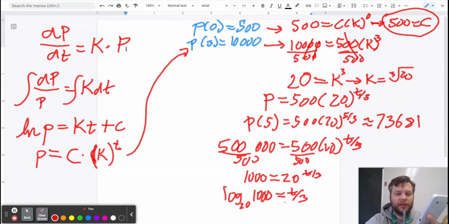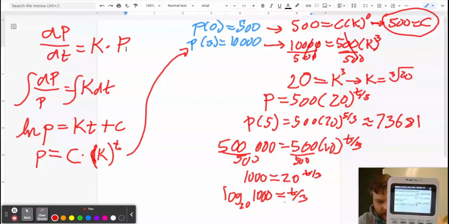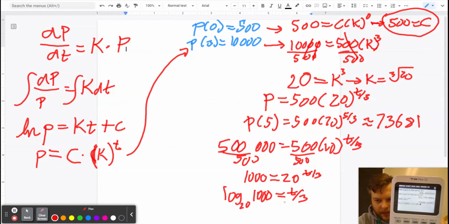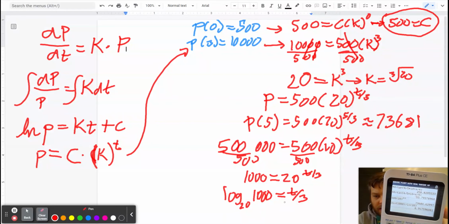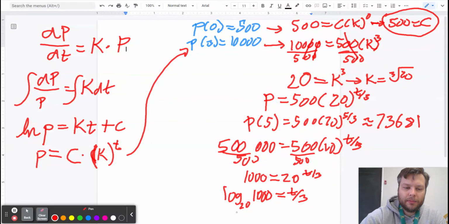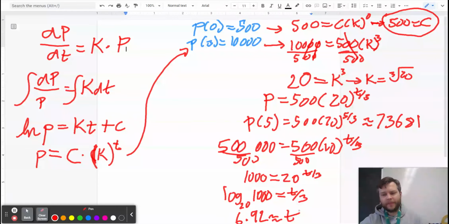So here's how I would type it in. So I use change of base there. Notice that the 20 base is on the bottom. I multiply by 3 to isolate t. I get that. So approximately 6.92 is approximately t. So there you go. Let me know if you have any questions or if I did anything wrong.